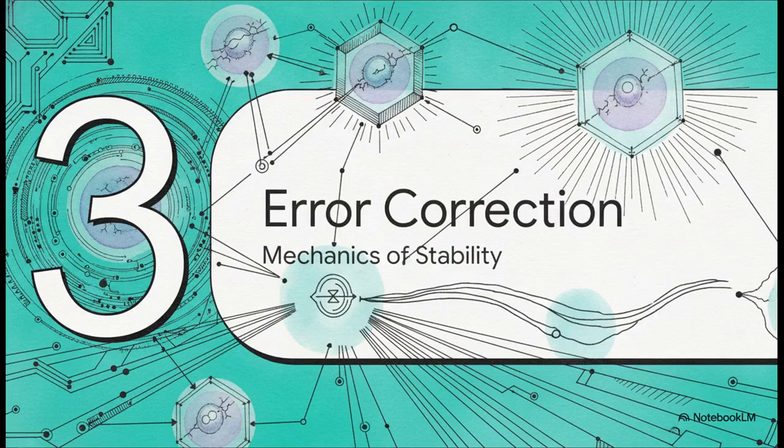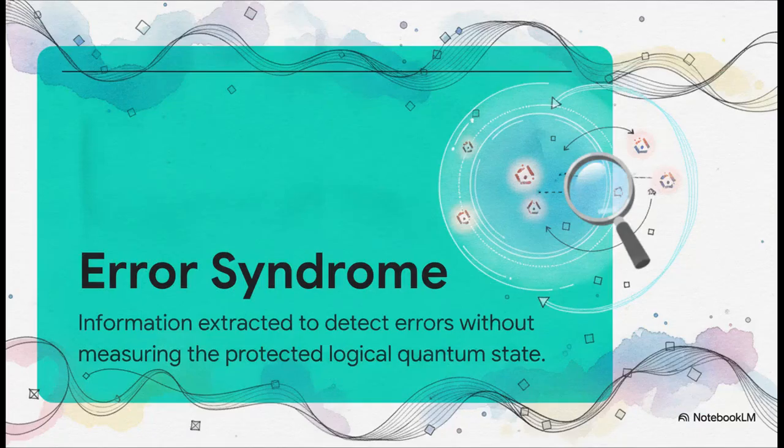That brings us to Section 3, Error Correction Mechanics. The big problem in quantum mechanics is that measuring a state collapses it, right? So how do you check for errors without destroying the very data you're trying to protect? Well, you extract an error syndrome. This is an incredibly clever workaround that gathers indirect information about the error. It allows you to detect anomalies without ever directly measuring the protected logical quantum state itself.